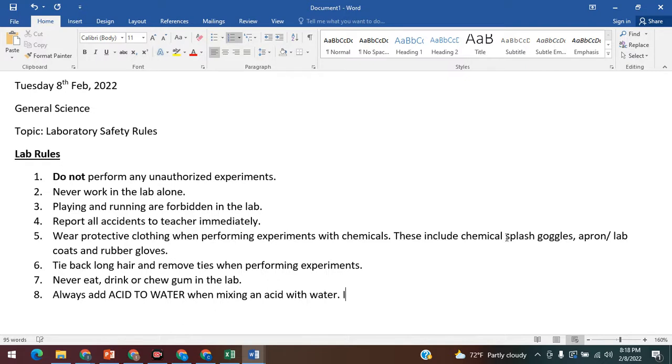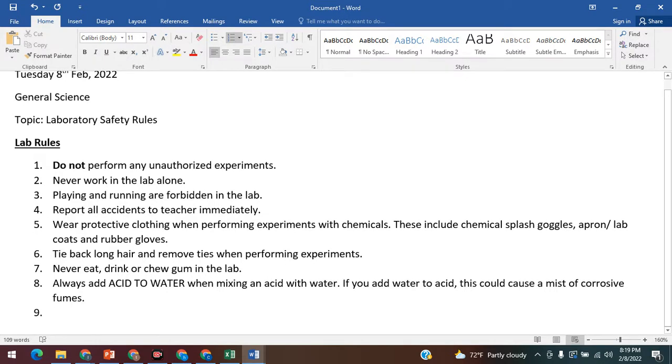All right, so if you add water to acid, this could cause a mist of corrosive fumes, and we don't want corrosive fumes. We don't want to be inhaling any corrosive fumes. Okay, so add acid to water. Are the fumes visible? Sometimes, depending on how much you put, right?